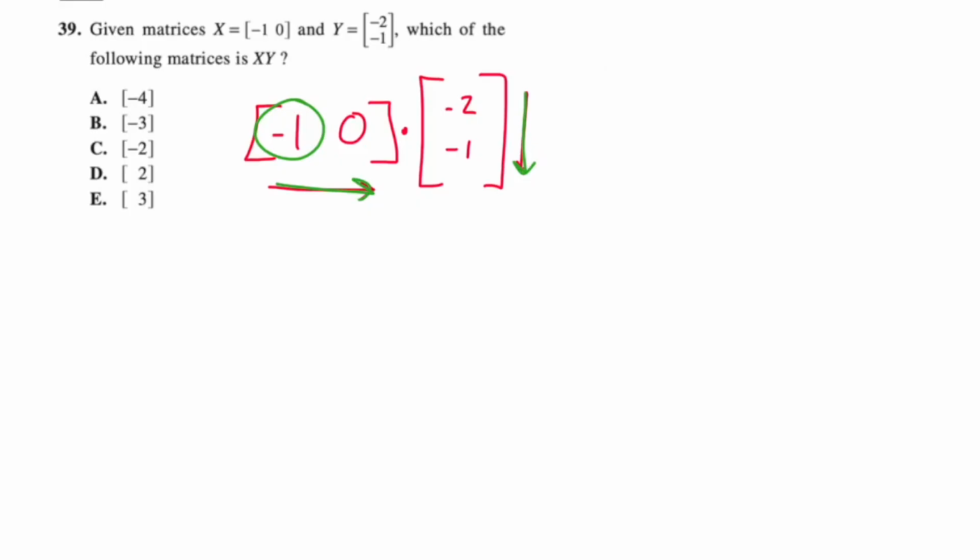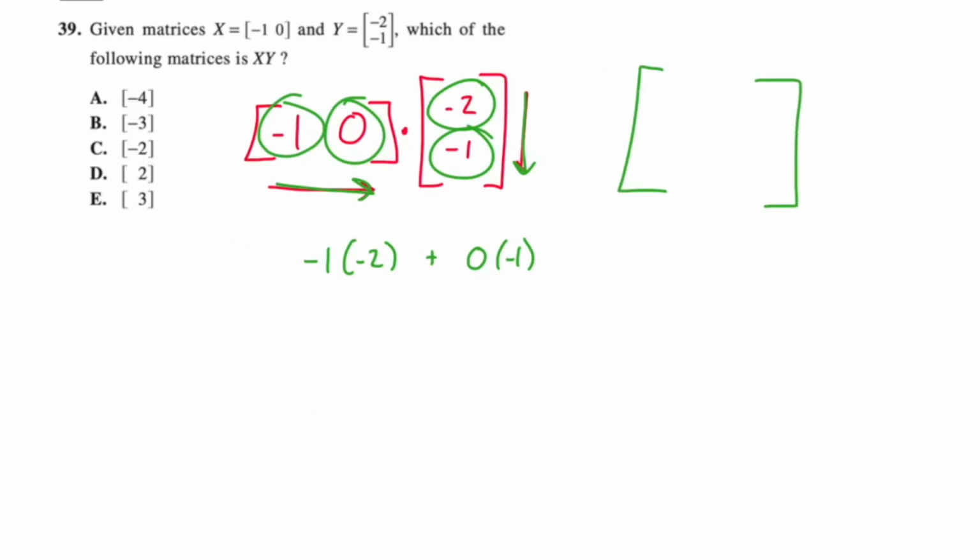So we're going to do this first term and this first term, or they're actually called elements. So this element times this element, that'd be -1 times -2. And then this element times this element, so 0 times -1, and then we're going to add those together. Now if these were bigger matrices, they could be 2 by 2 or even bigger. It would be a lot more complicated. This one's pretty easy. So just 2 plus 0, or just 2. Now the answer is technically still a matrix, it's not just a number, but that's pretty obvious from looking at the answers. So we can see that the answer is D.